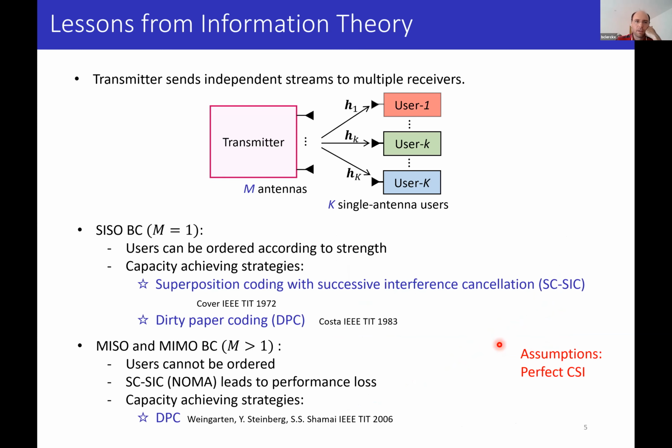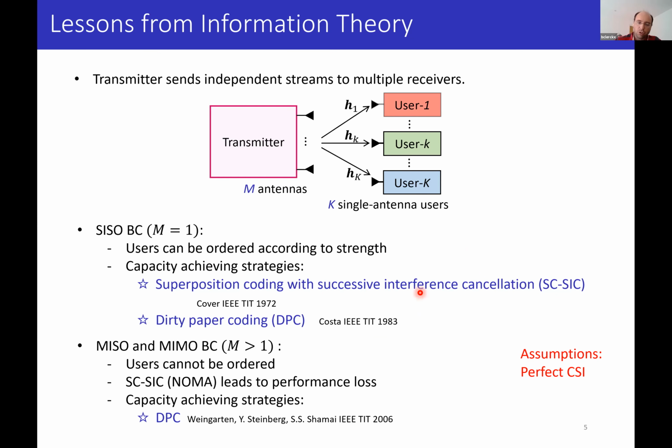Right, so what does information theory tell us? If we have a single antenna system, what is called a SISO broadcast channel, so we have a single antenna at the transmitter and at the receiver, we know that the users can be ordered according to their channel strength. And so the capacity-achieving strategy here, well known since Tom Cover in the 1970s, is superposition coding with successive interference cancellation.